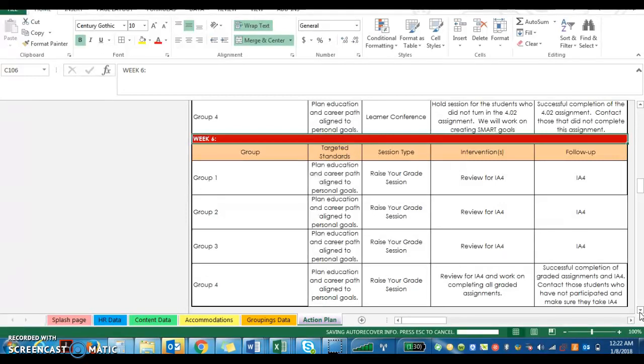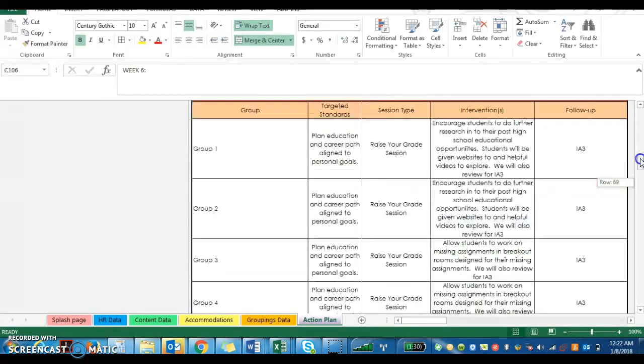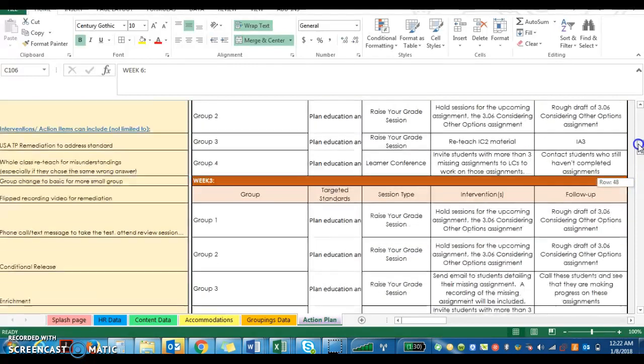So that is my action plan for the 4th learning cycle. All right.